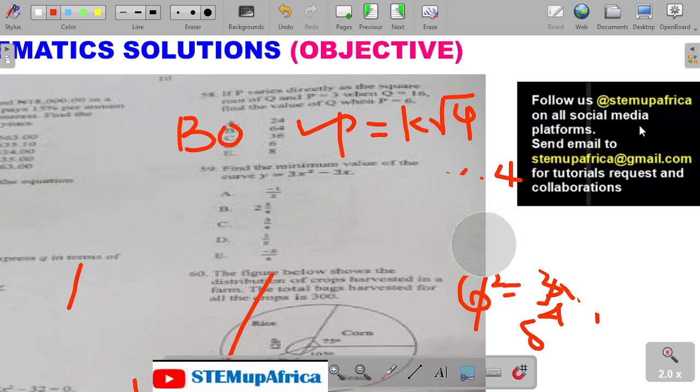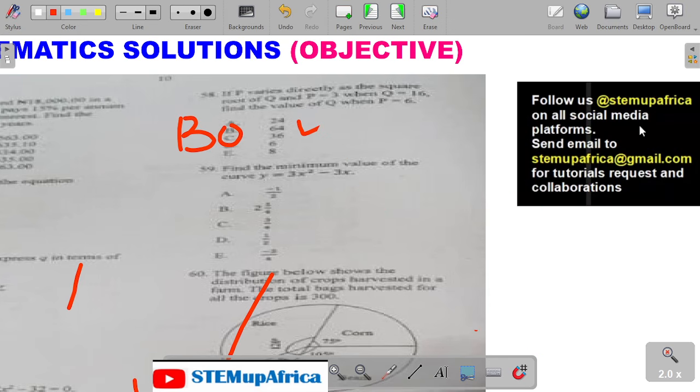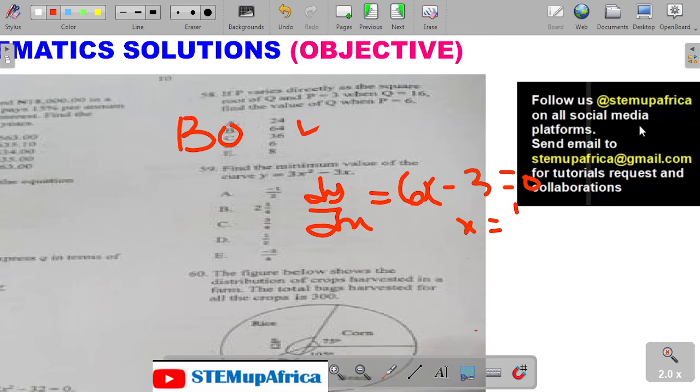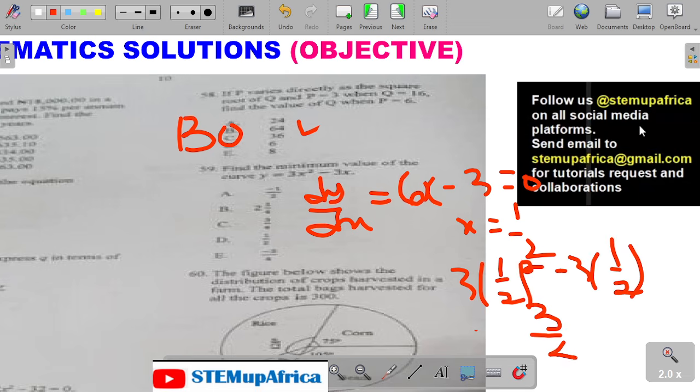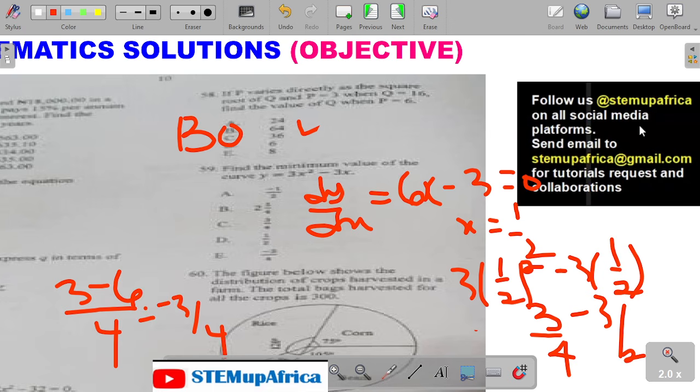Then we should find the minimum value of this expression. All I have to do is to differentiate first. When I differentiate, it will give me 6x minus 3, which is 0. So x will give me 1 over 2. Okay, if I put it back, I'm having 3 into 1 over 2 all squared minus 3 bracket 1 over 2. It's 3 over 4 minus 3 over 2. So LCM now is 4. So I'm having 3 minus 6, answer minus 3 over 4, which is E.